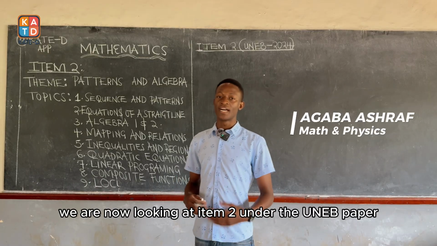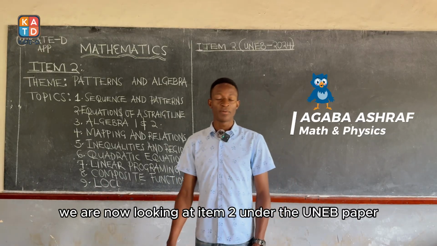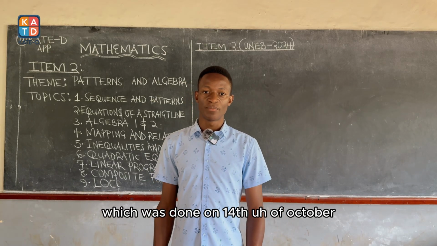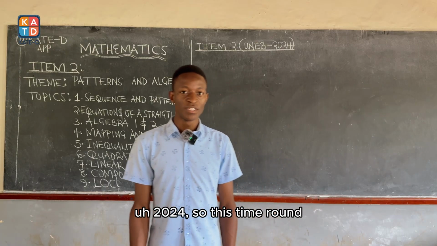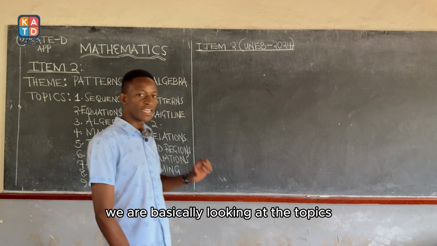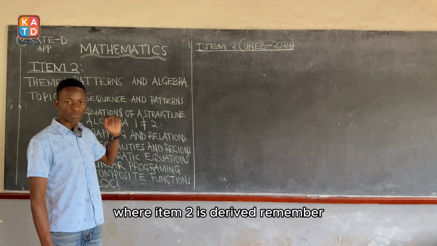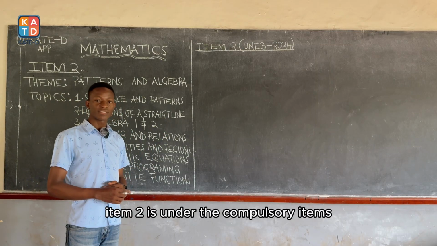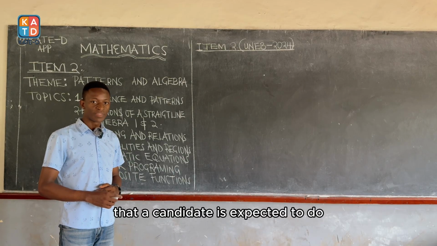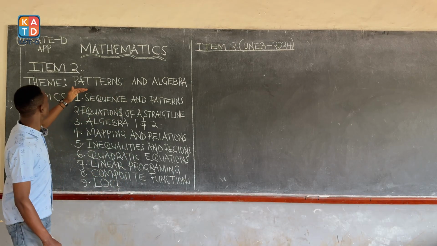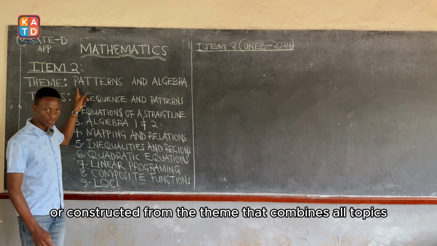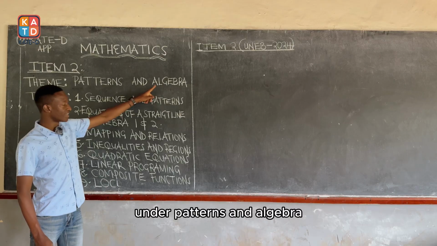We are now looking at item 2 under the UNEB paper, which was done on 14th of October 2024. So this time round, we are basically looking at the topics where item 2 is derived. Remember, item 2 is under the compulsory items that a candidate is expected to do. Item 2 is derived or constructed from the theme that combines all topics under patterns and algebra.